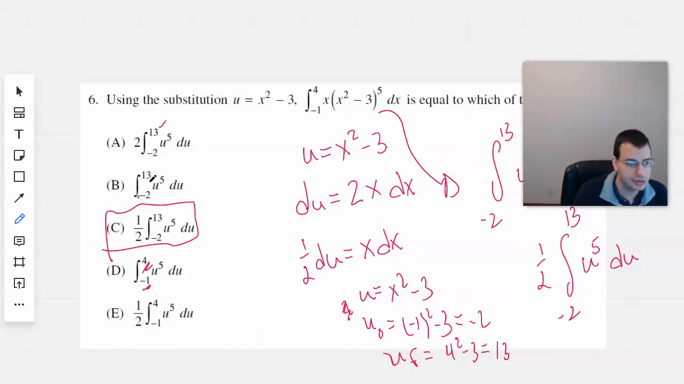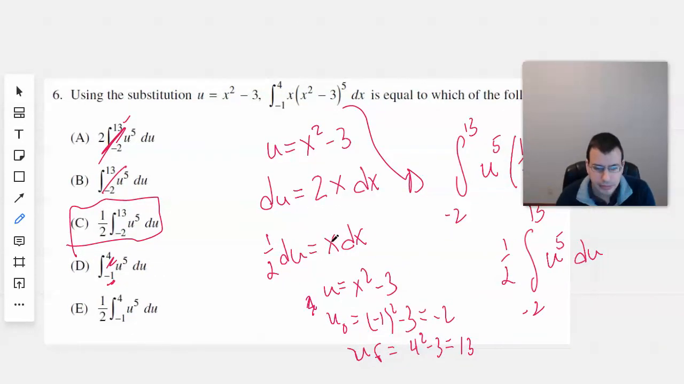So that one is missing the 1/2. That one has the 2 on the top, and it should be on the bottom. Pretty sure it should be on the bottom, because when you solve for du, that's what gives you the 2 on the bottom instead of the top. And then those just have wrong limits of integration.